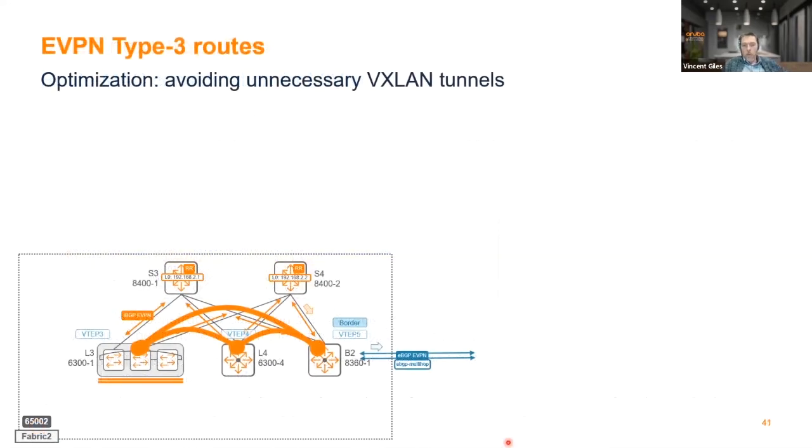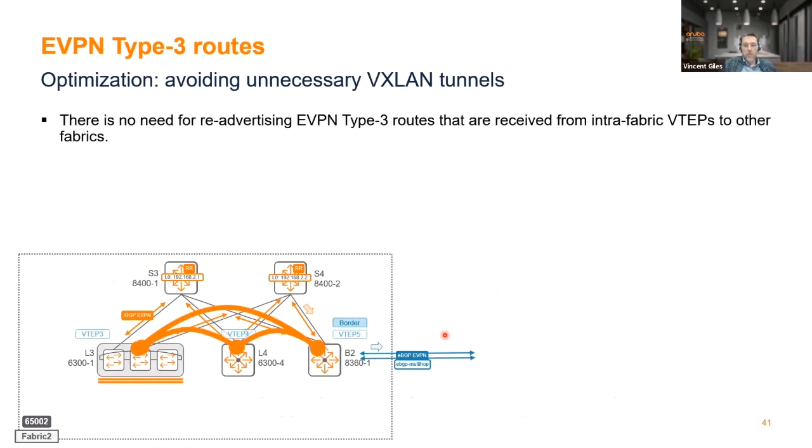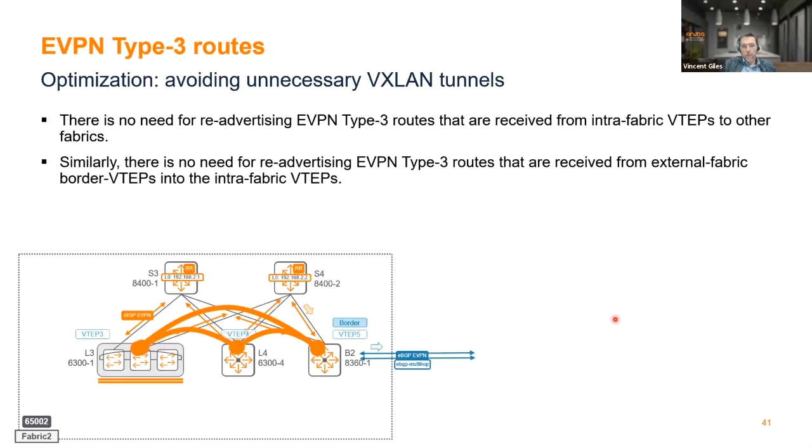Another optimization that we have to consider is that the type 3 routes that you have local to the fabric, for instance, to build the tunnel between the VTEP 3 and VTEP 4, are unnecessary for the other sites or the other fabric. We actually do not want to receive those routes because we do not want to build unnecessary VXLAN tunnels. So there is absolutely no need to re-advertise those EVPN type 3 routes to the other fabric.